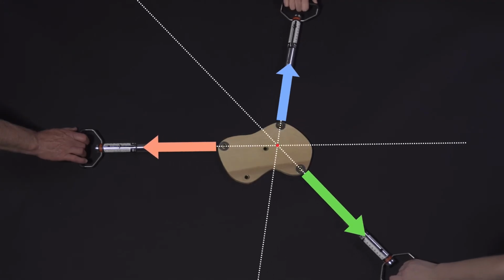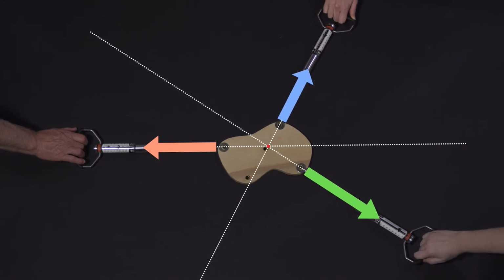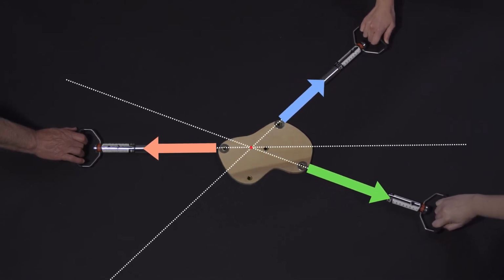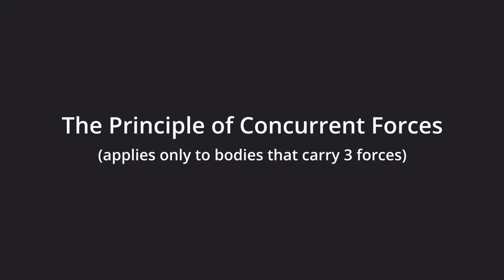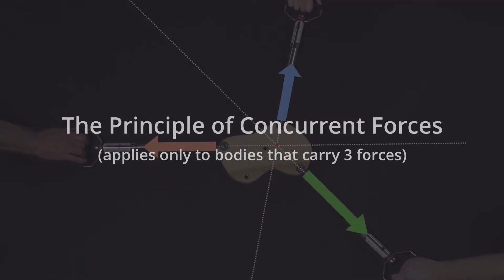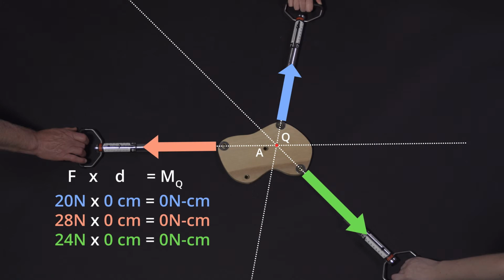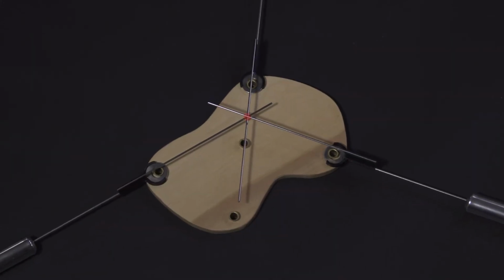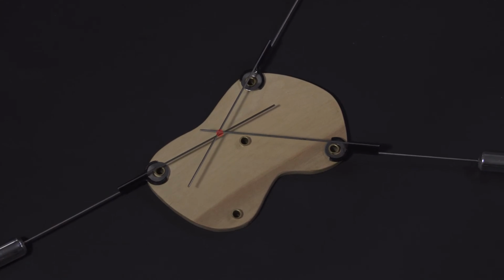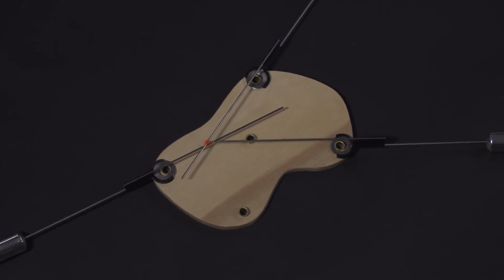It turns out that a body acted on by three forces will rotate until the lines of action of those forces pass through a common point. This relationship is known as the principle of concurrent forces, and it applies only to bodies that carry three forces. If you take moments about that common intersection point Q rather than about A, all of the perpendicular distances to the lines of action are zero, and it is obvious that the sum of the moments will always be zero. In fact, it is impossible to arrange those three forces in such a way that their lines of action do not cross at a common point.